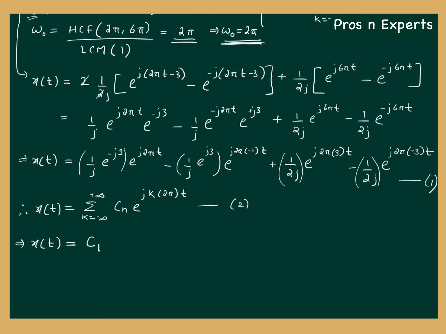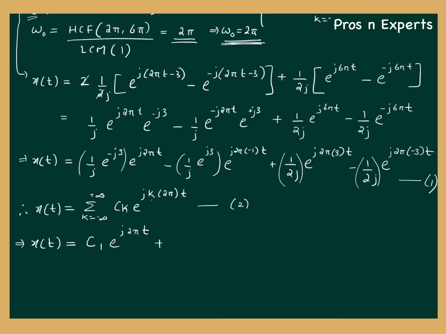So k is actually 1. For avoiding confusion, let me change it as ck, because here it is k, so ck should be here. By inspecting these two terms, we can easily come to the conclusion that k equal to 1. So this is C1. So C1 into e raised to j 2 pi t.